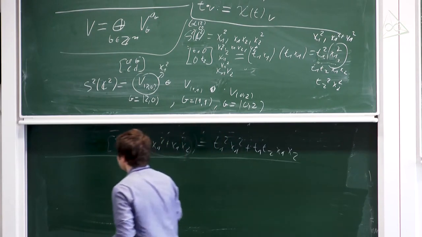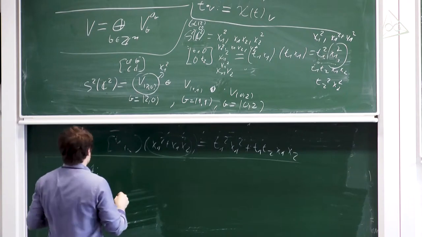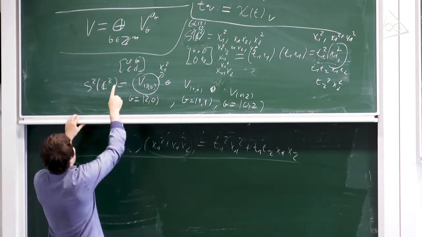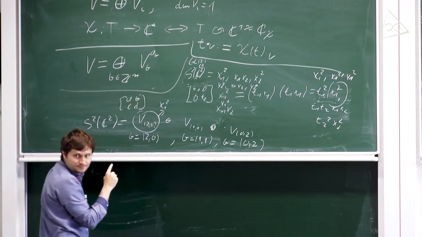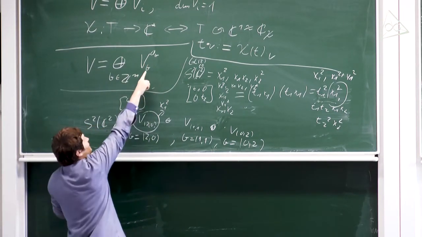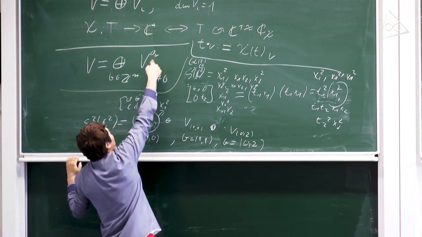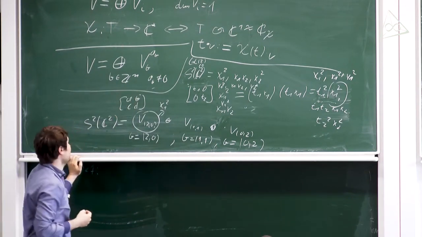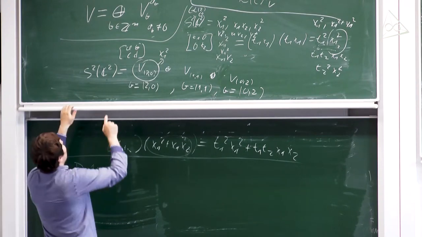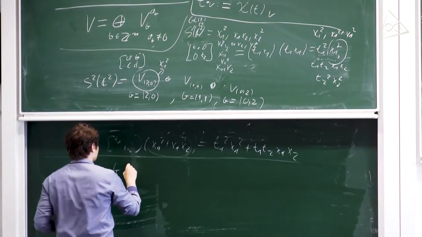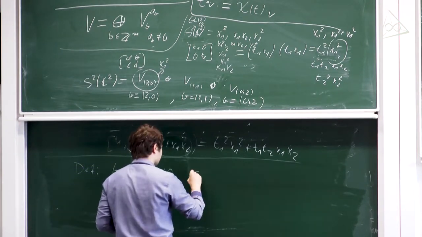So, a definition. We use this notation. We decompose V as representations of a torus, and we assume that all the multiplicities are non-zero, because if one is zero, we can omit it. So I use this notation, and a character such that its multiplicity is non-zero is called a weight.